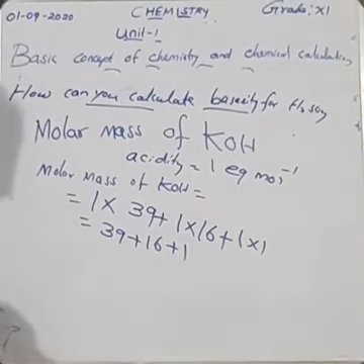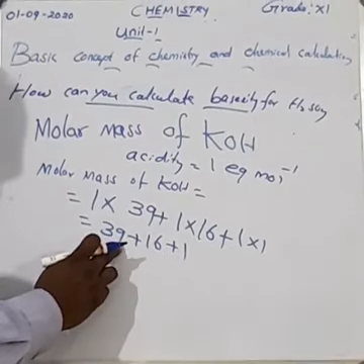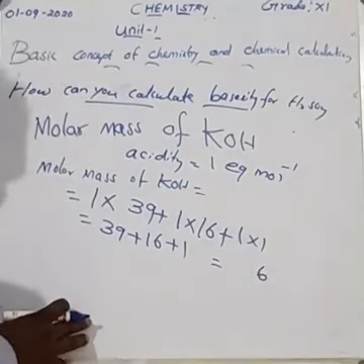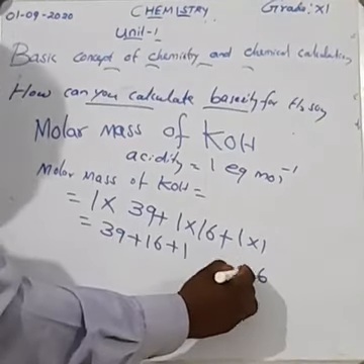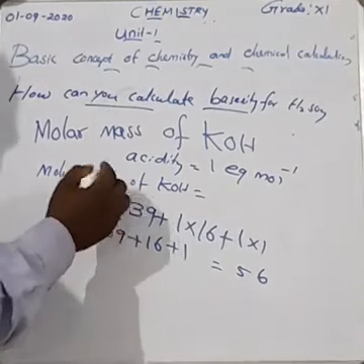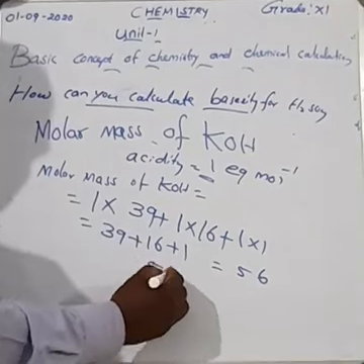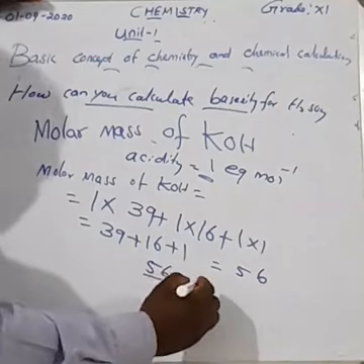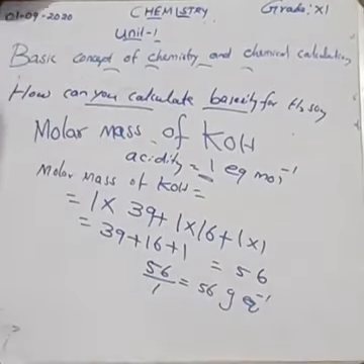Clear? So what's the answer? 6 plus 1, 7. 7 plus 9, 16. Then 4, 5. So we get what? 56. Am I right? Here acidity is equal to 1. So 56 divided by 1 is equal to, what's the answer? 56 gram equivalent inverse. Any doubt?